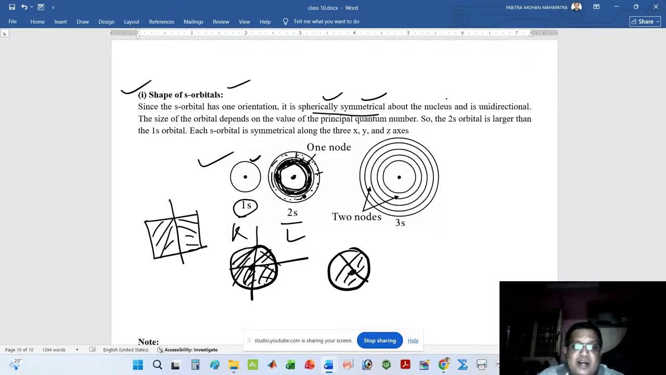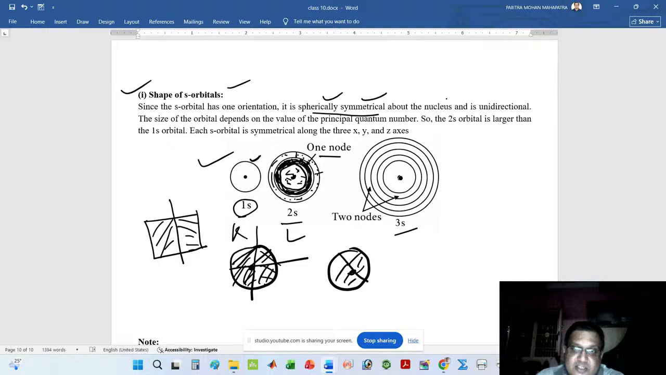Here you are able to find the electron present in the 2s. In this position, you will find the electron present in the 1s. In between the 1s and 2s, there is a space in which an electron cannot be found, that is said to be a node. In between the two orbitals, one node is present. This is one node.